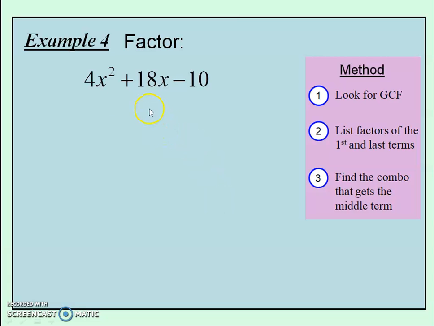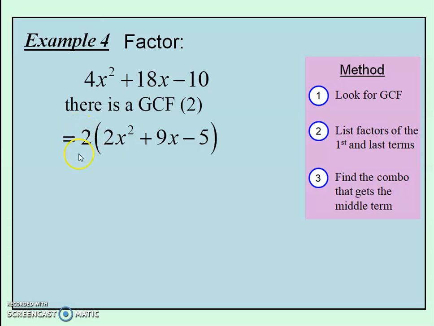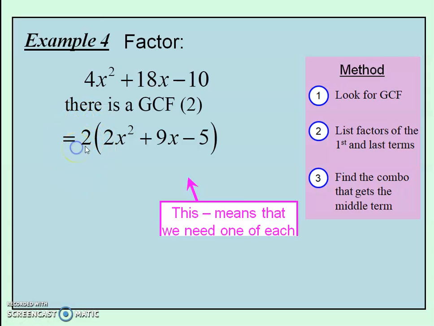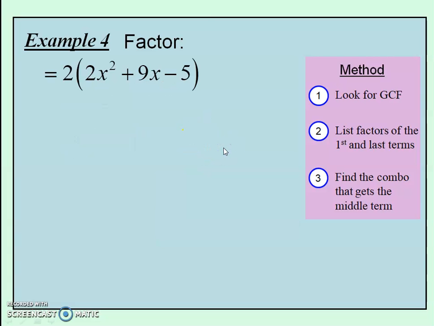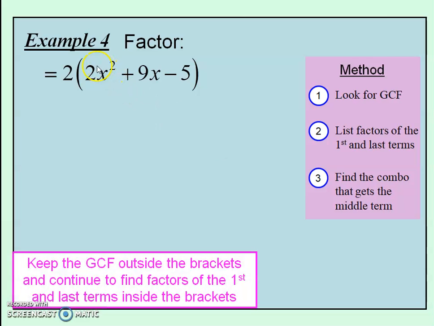So as opposed to the first 3, this example does have a GCF. All of these are divisible by 2. I will take that out first. That's going to have to be written in my final answer, but we'll get to that in a minute. So I'm going to move on to listing the factors, and this negative means that I'm going to need a positive and a negative when I'm listing my factors. So I'm just going to list the factors for the 2x squared and the negative 5. I'm not going to do anything with that 2 yet. I'm just going to keep it outside the bracket, and I'll rewrite it in the final answer.